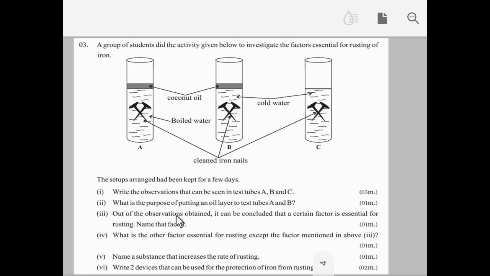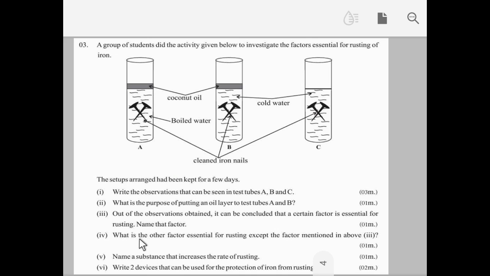Out of the observations obtained, it can be concluded that a certain factor is essential for rusting. Name that factor. What is that? Air, no? This is non-open, sealed. Here, open. Open means air can get in here. Air is very essential for rusting of iron. That factor is air.